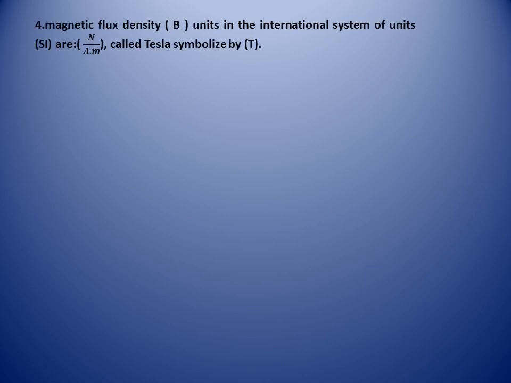Number 4, the unit of magnetic flux density in the international system of units equals Newton divided by ampere multiplied by meter. This unit is called Tesla, symbolized by the capital letter T.